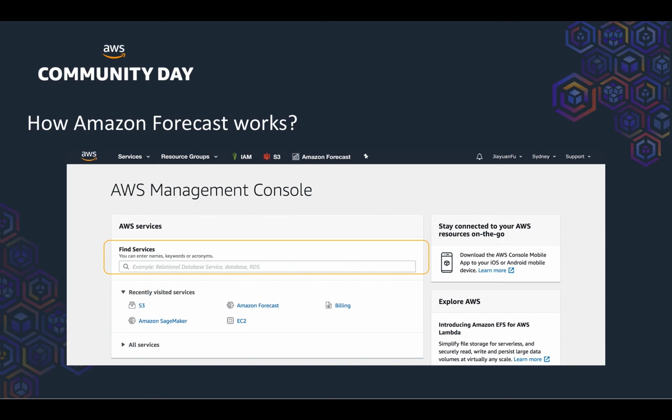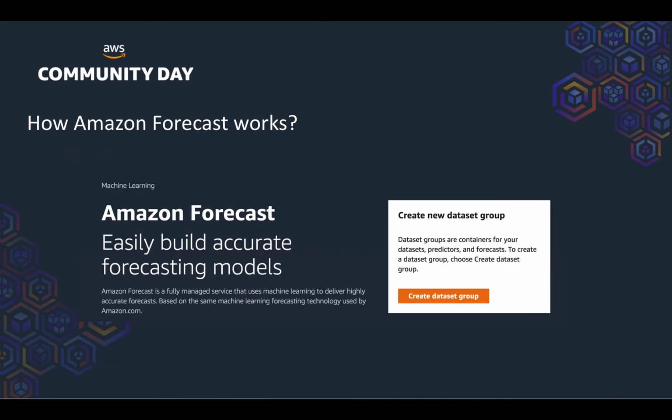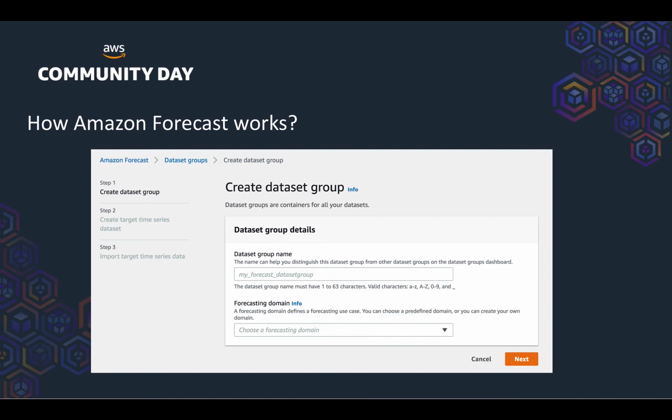First, you need to log into the console and search for Amazon Forecast from the AWS services. Then you will see this page. By clicking on Create Dataset Group, there will be step-by-step instructions allowing you to choose the three types of datasets, identify the attributes, and choose a model.